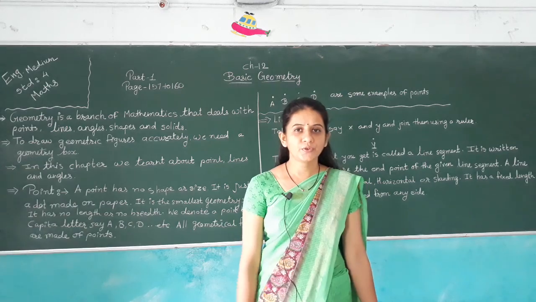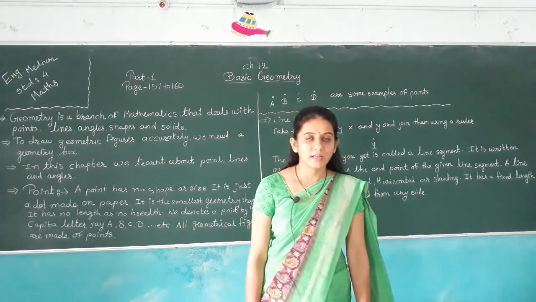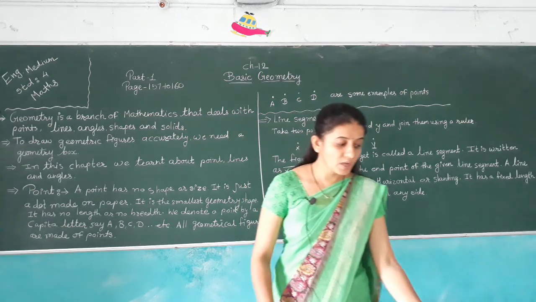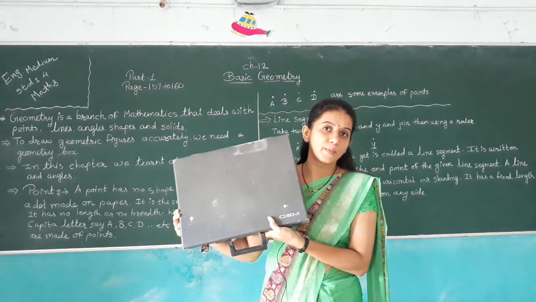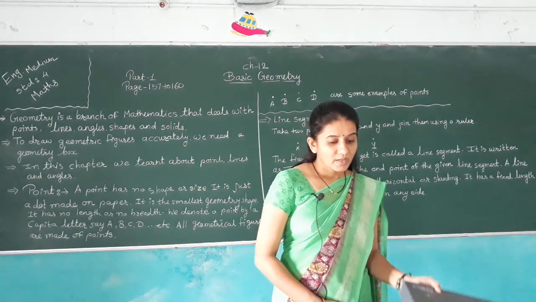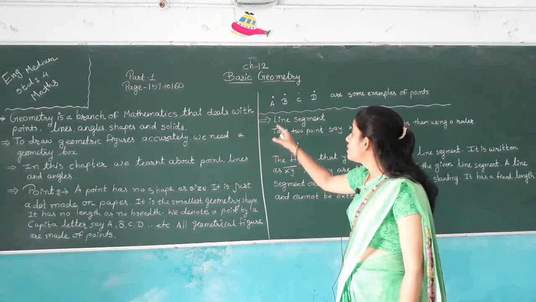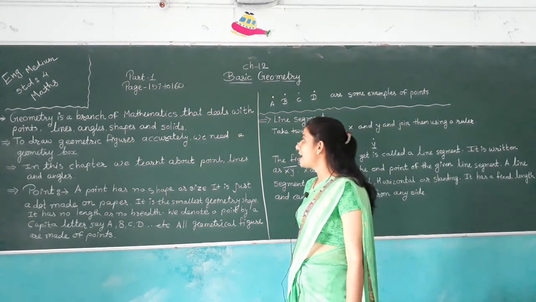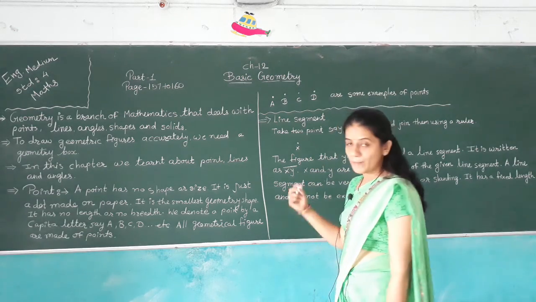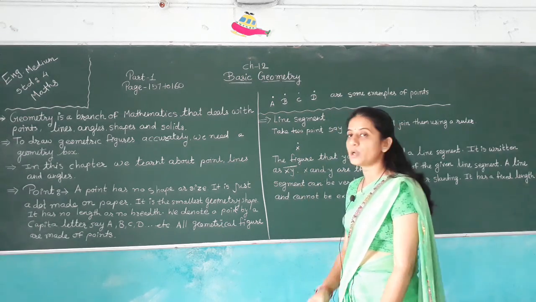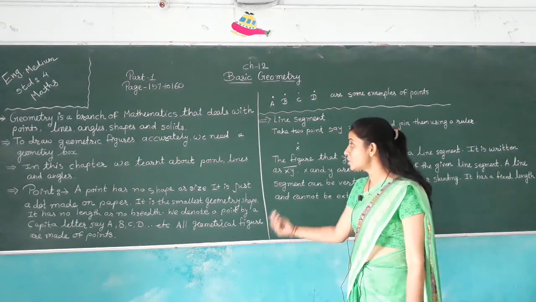Today I am going to introduce a new chapter, chapter number 12, basic geometry. In basic geometry we use a compass box, a geometry box. Geometry is a branch of mathematics that deals with points, lines, angles, shapes and solids.